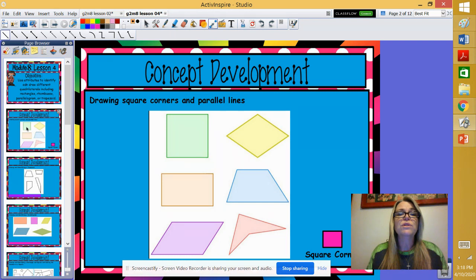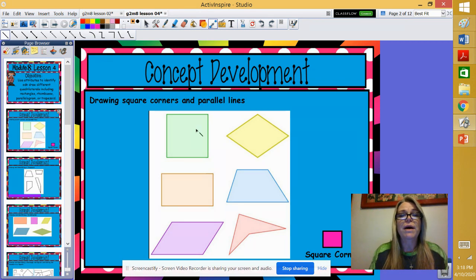First, let's talk about square corners. With square corners, look at this index card. See how this side is flat and this one is flat and it comes together? Imagine it making the letter L. That is a square corner.